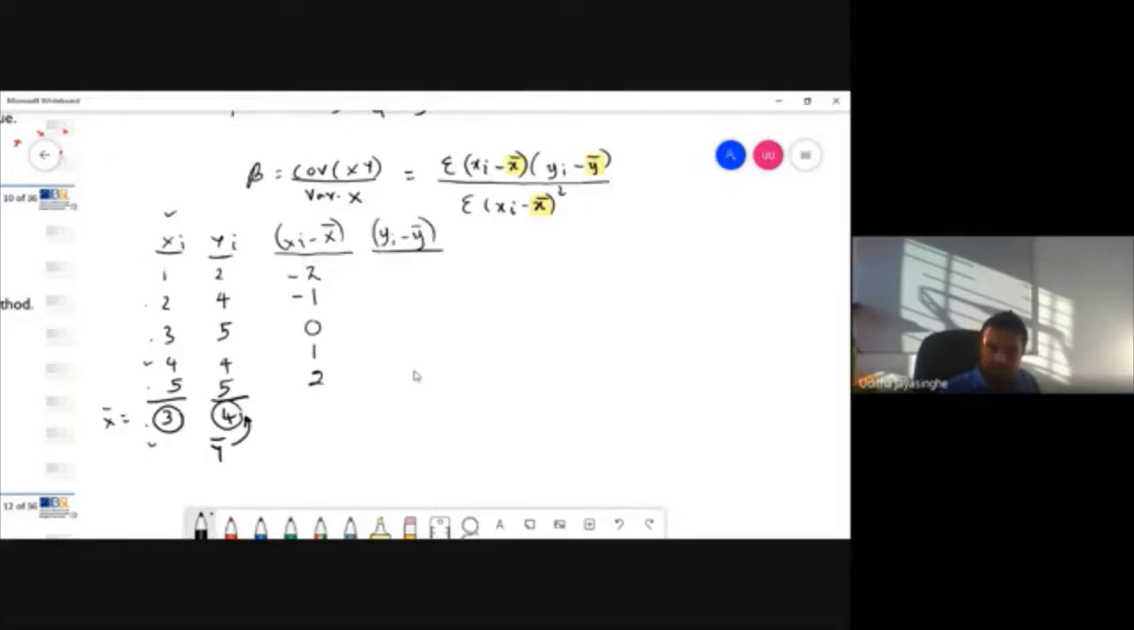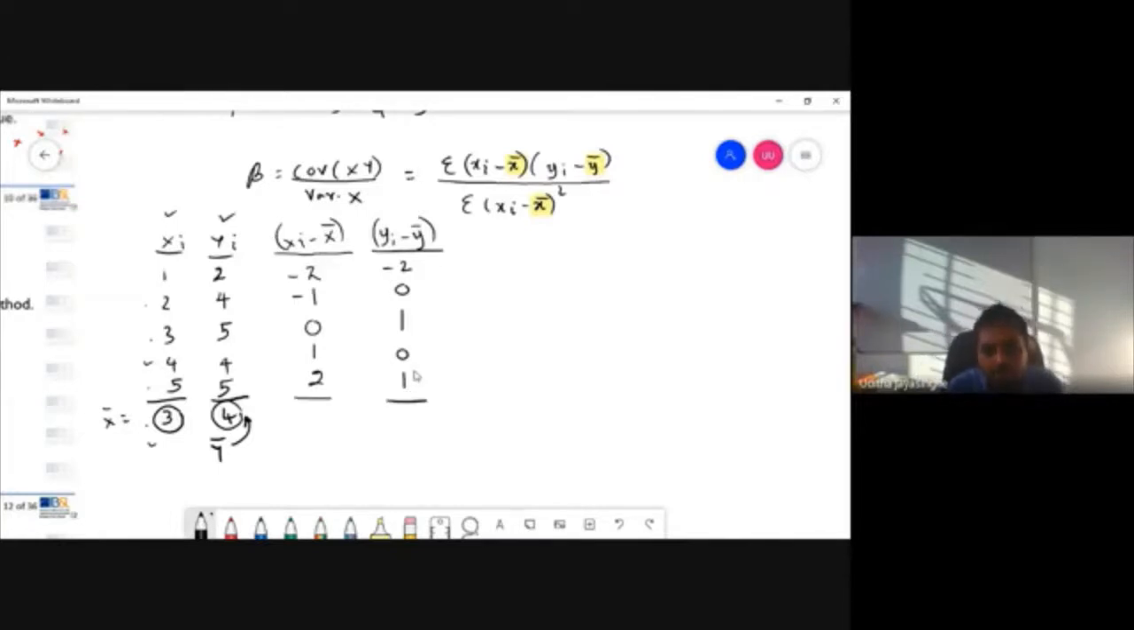Similarly, I know the yi values, it's over here, and I know the y bar value, that is 4. So for the individual values, I'm going to take the negation. 2 minus 4 is going to be negative 2. This is going to be 0. This is going to be positive 1. This is going to be again 0. And the last one is going to be 1. Okay, those values are also computed.